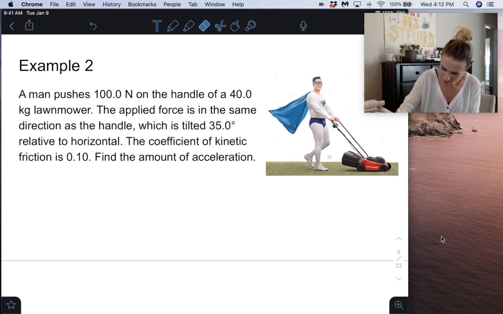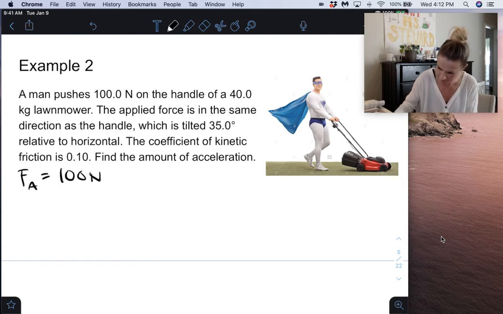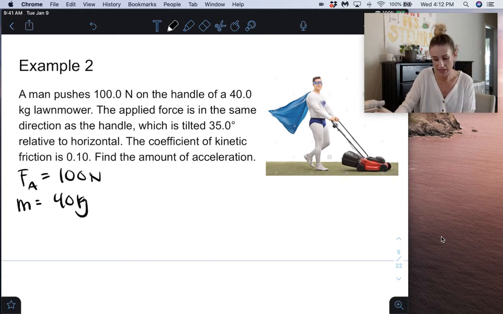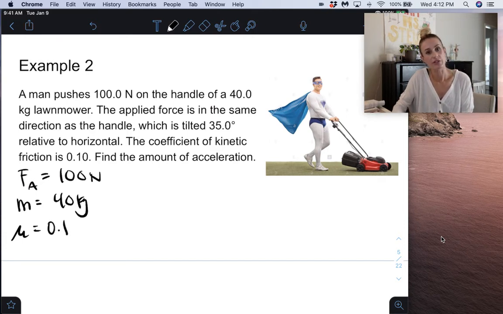So we know that the applied force is equal to 100 newtons. The mass of the lawnmower is 40 kilograms. And then we also know that angle, it's tilted at 35 degrees relative to the horizontal, which I will draw into my triangle. And then we know that the coefficient of friction is 0.1. And again, coefficient of friction is unitless, so that's why I don't put units on it.